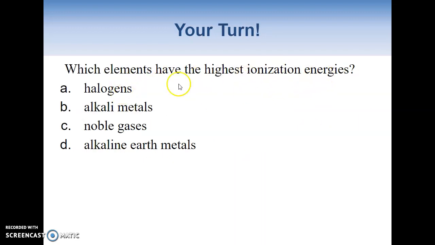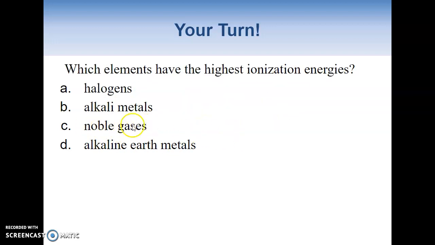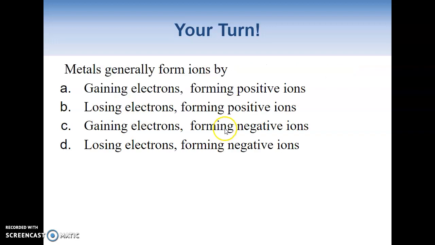Okay, so which elements have the highest ionization energies? Halogens, alkali metals, noble gases, alkaline earth metals. You guys, what do you think? If you said noble gases, you were correct. Okay, they have the highest energy to lose an electron.